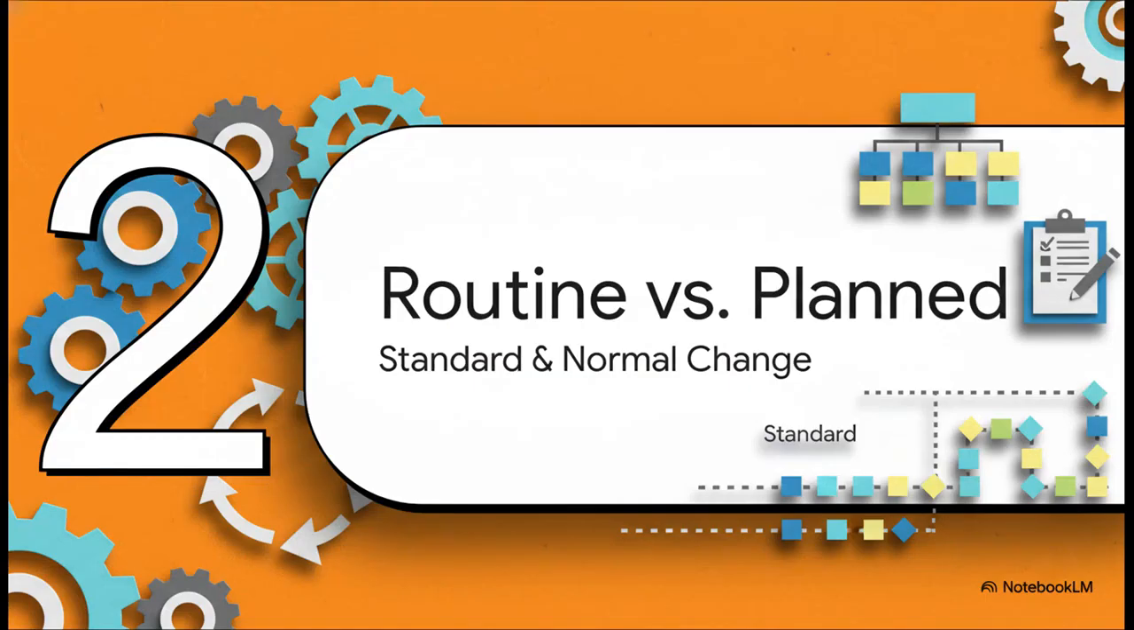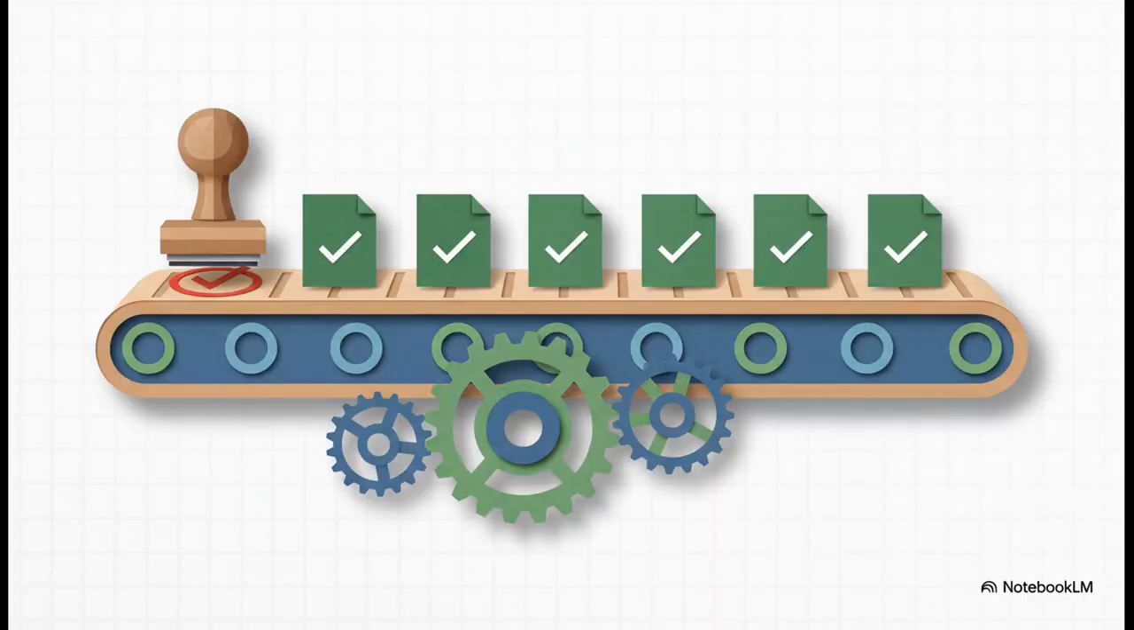Okay, let's dig into the bread and butter of IT work. Honestly, understanding the difference between a routine, standard change and a more involved, normal one, that's probably the most important first step you can take. So first up is the standard change. Think of these as the tasks you do all the time. They're predictable, they're super low risk, and because of that, they're pre-approved. There's absolutely no reason to reinvent the wheel every single time you do one.